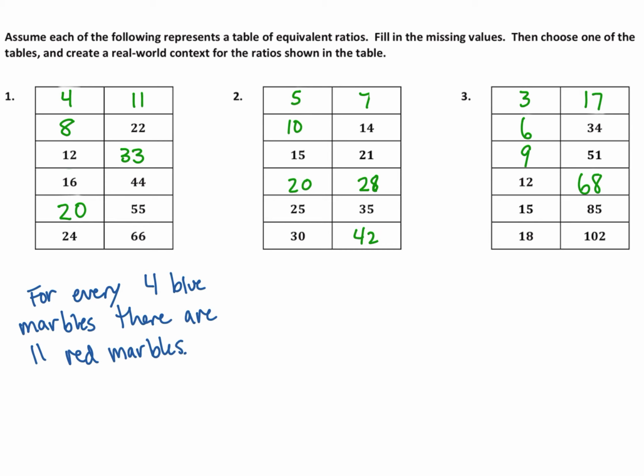For number 2, we can come up with a different scenario. Maybe in this one we're talking about the cost of something. For 5 candies, it costs $7. So then for 30 candies, it would cost $42.